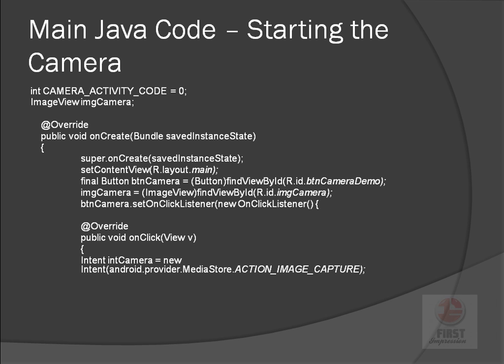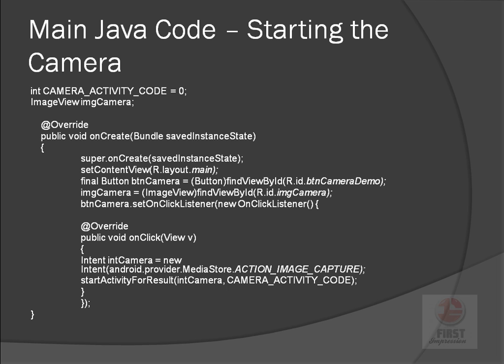from the Android device. If you replace this with ACTION_VIDEO_CAPTURE, it will launch the camera application with the video functionality. Okay, then we will say startActivityForResult, the intent and the camera activity code that we have defined previously as 0. Okay, so far so good. So we have defined an intent and we have said startActivityForResult, the intent comma the camera activity code. This camera activity code is defined as 0.